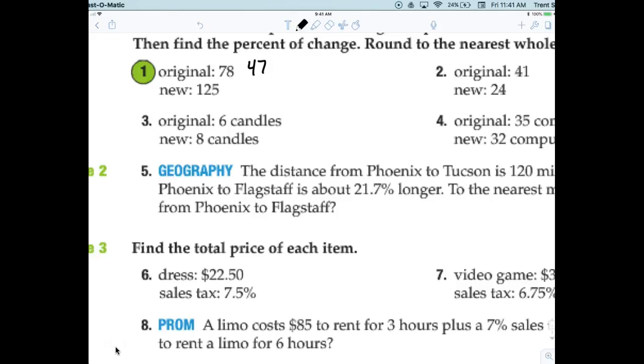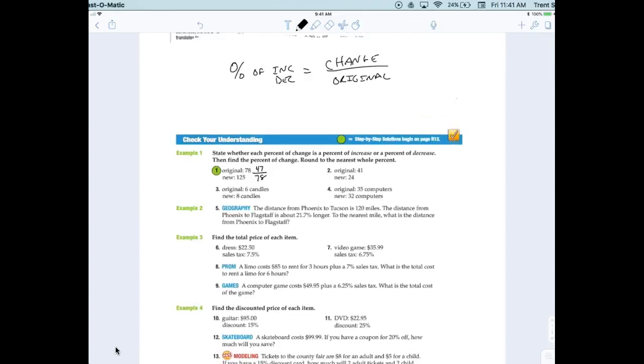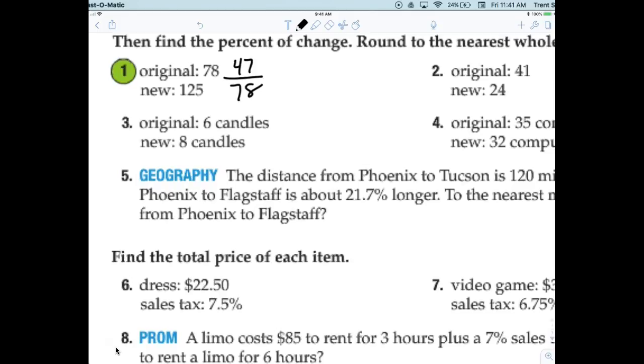47 divided by what? Divided by what? 78. Wow, you guys are not even listening. It's the change divided by the original. The change divided by the original. So in this particular case, 47 divided by 78 is what? Decimal point. Just read them off.